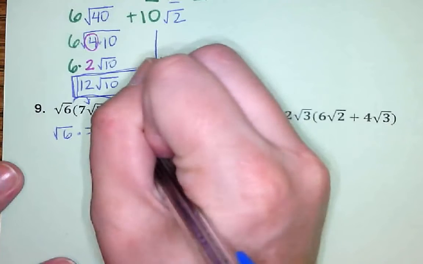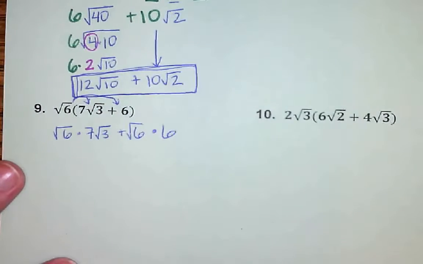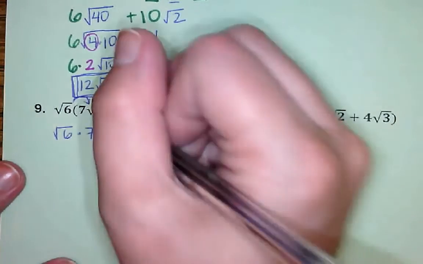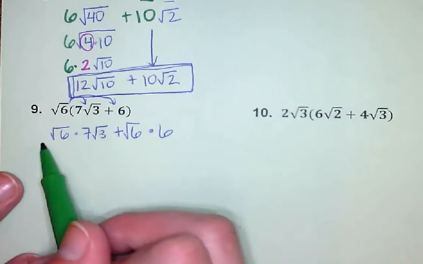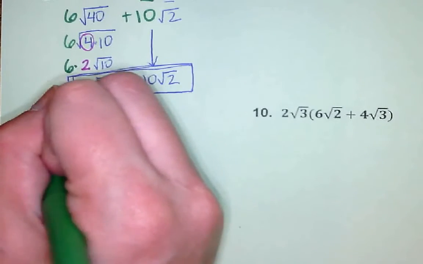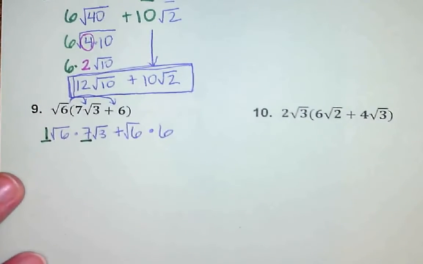So y'all, for our first little term here, we're going to do the outside by the outside. Well, guys, is there anything on the outside of that one? So it's 1 times 7, so that just gives us 7. And then the square root of 6 times the square root of 3 gives me the square root of 18.